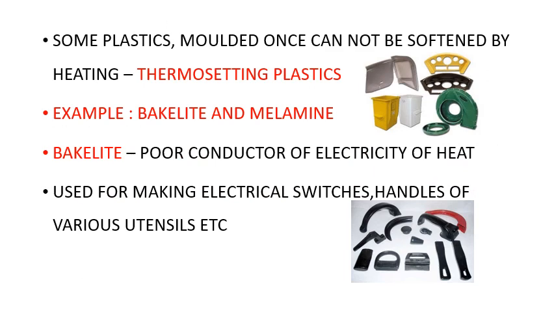Some plastics, once molded, that cannot be softened by heating are called thermosetting plastics. Example, bakelite and melamine. Bakelite is a poor conductor of electricity and heat, and it is used for making electrical switches, handles of various utensils, etc.